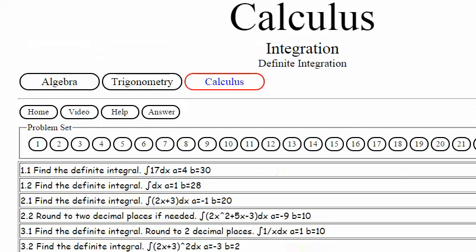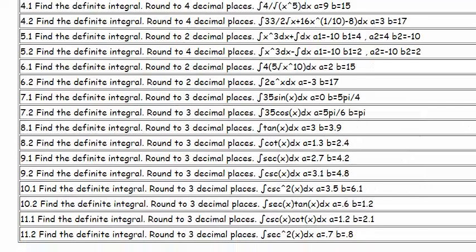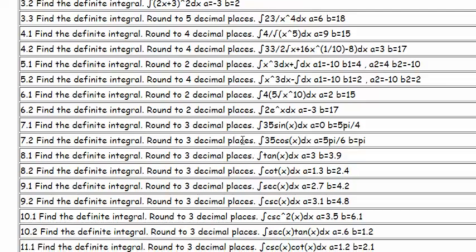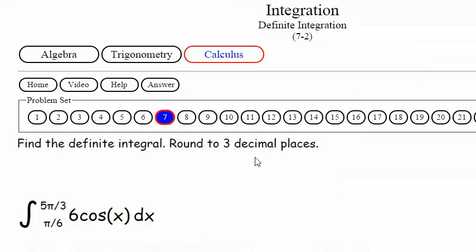Definite integration. Definitely it's integration. Let's see, I think we're doing, figure out what we're doing here. I guess we're doing that one. Click on it. All right.